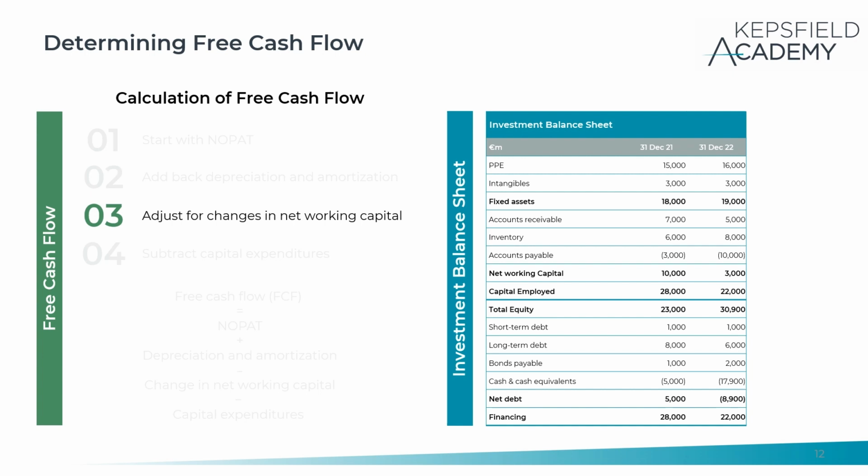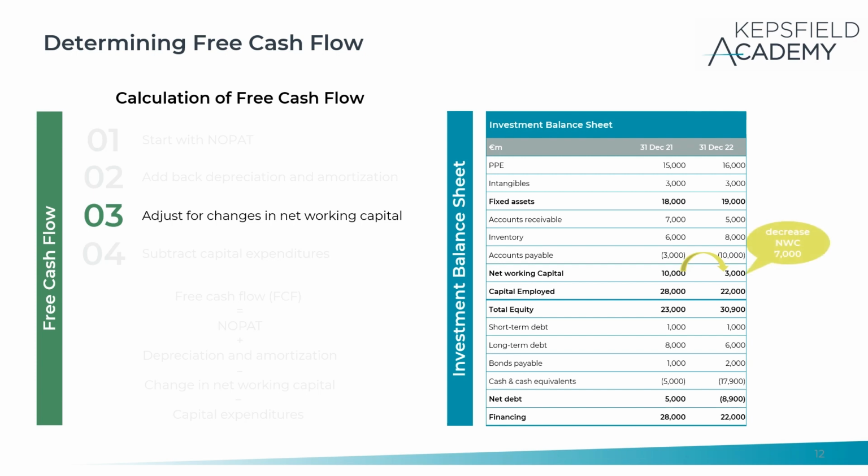The net working capital change can be calculated by subtracting the net working capital balance from the previous period from the current net working capital. From the investment balance sheet we prepared earlier, we find that net working capital decreases from 10 billion euros to 3 billion euros. This leads to a positive adjustment in our free cash flow calculation of 7 billion euros.